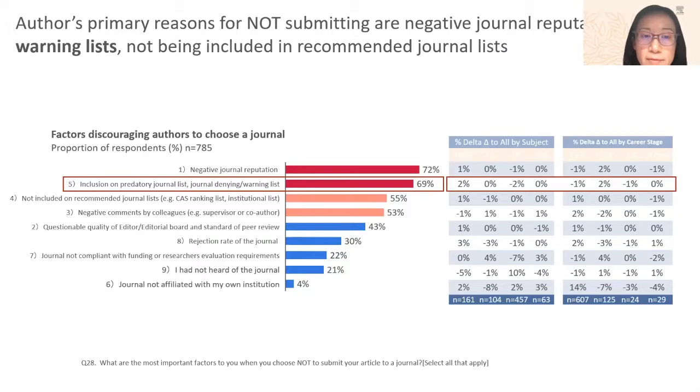And also from our survey, we have observed that researchers labeled inclusion on a predatory journal list as the second most important factor that discourages them from choosing a journal to publish in. And the delta, the deviation across all subjects and across all career stages, is minimal. So in other words, all researchers think that this journal warning list is super important for their choice.